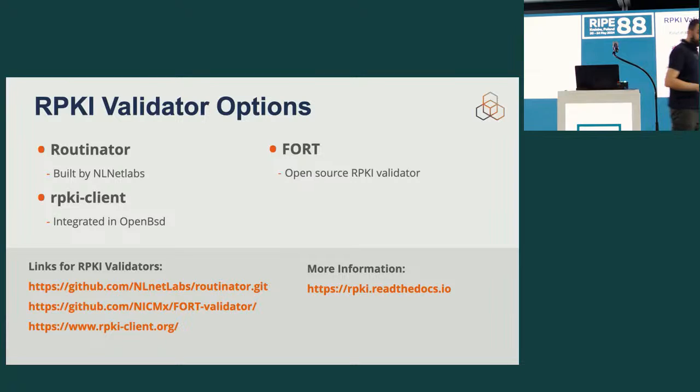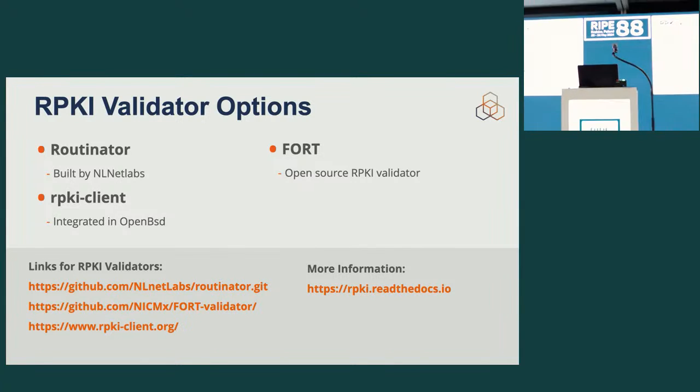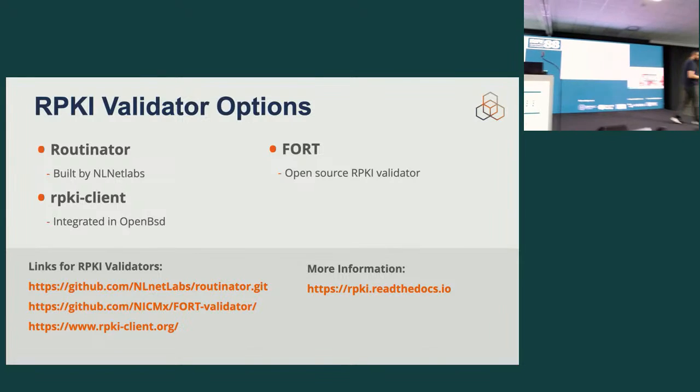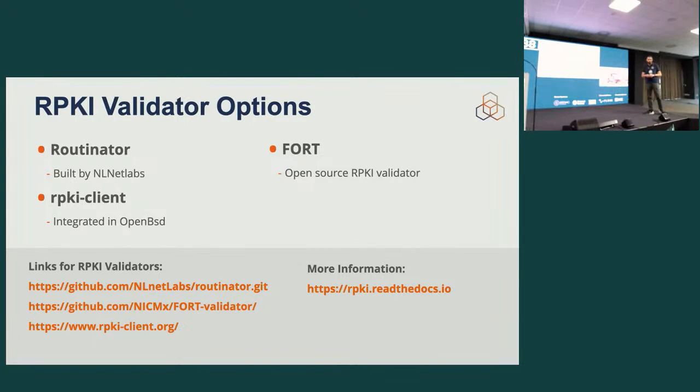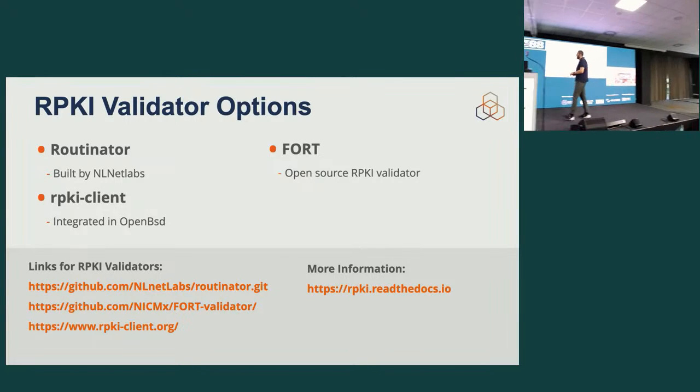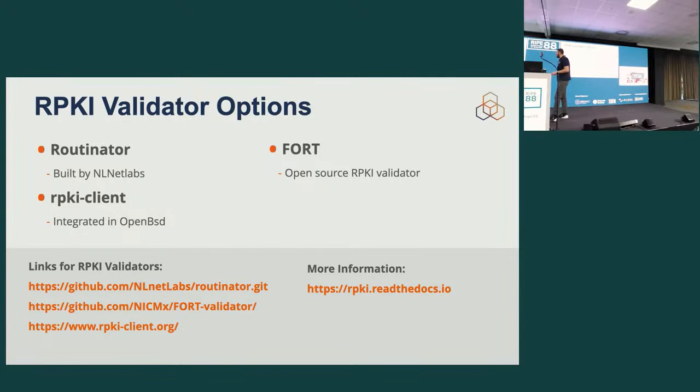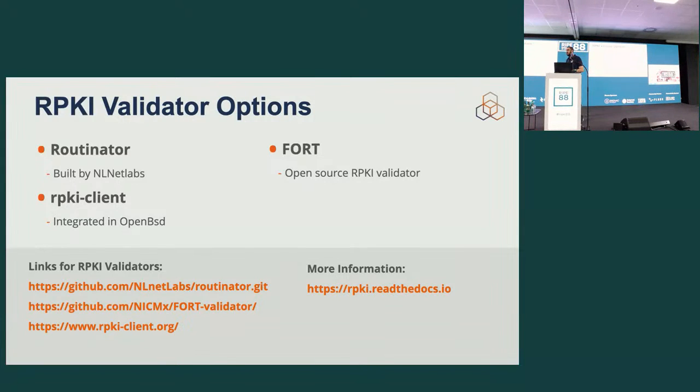Now, there are different RPKI validator options out there. You need to have the software in order to do all of this for you. Some of the most famous ones out there are the Routinator. They are built and managed by NLNet Labs. There's RPKI Client. It's part of the OpenBSD distribution. You have Fort, which is another open source RPKI validator. There are a few others out there. So you can find some of the information over here. There's a more elaborate documentation on rpki.readthedocs.io. I would really invite you to take a look at it.